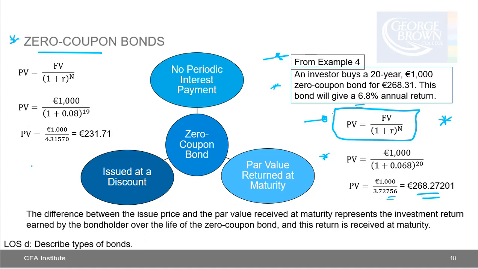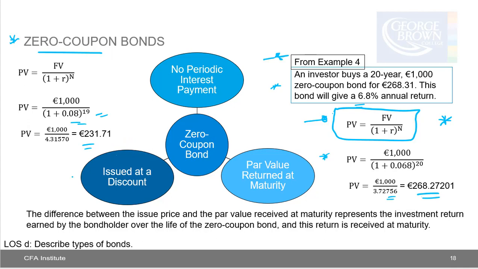Now, the example in the text is showing that 1 year later, interest rates have gone up and are now at 8%. So we calculate the price of this zero coupon bond 1 year later. You can see 1,000 euros divided by 1.08 to the power of 19. So it's going to be 1,000 euros divided by 4.3157. And you can see that the price has gone down considerably to 231.71 euros.